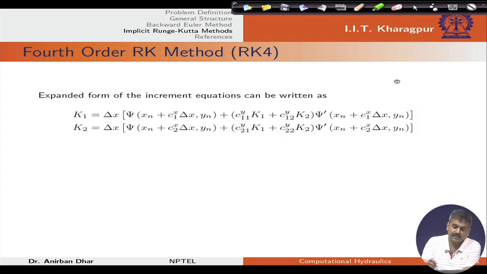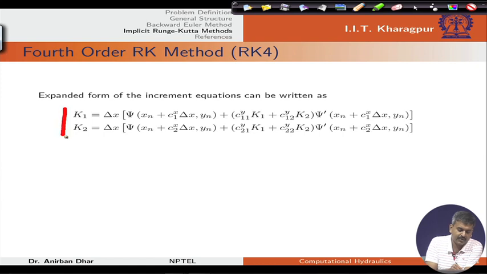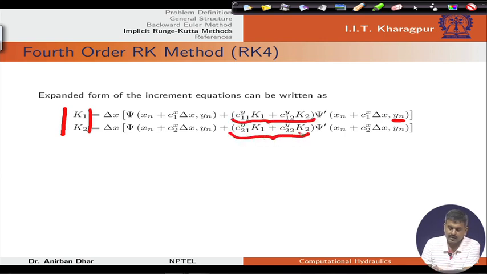Now, in this case we have K1 and K2. For K1 and K2, for both the cases, we can expand it. The expansion is in terms of both the terms, only yn is known, K1 and K2 both are unknown. So, this is our increment. So psi prime, psi, these are known quantities now. This is coming from the Taylor series.